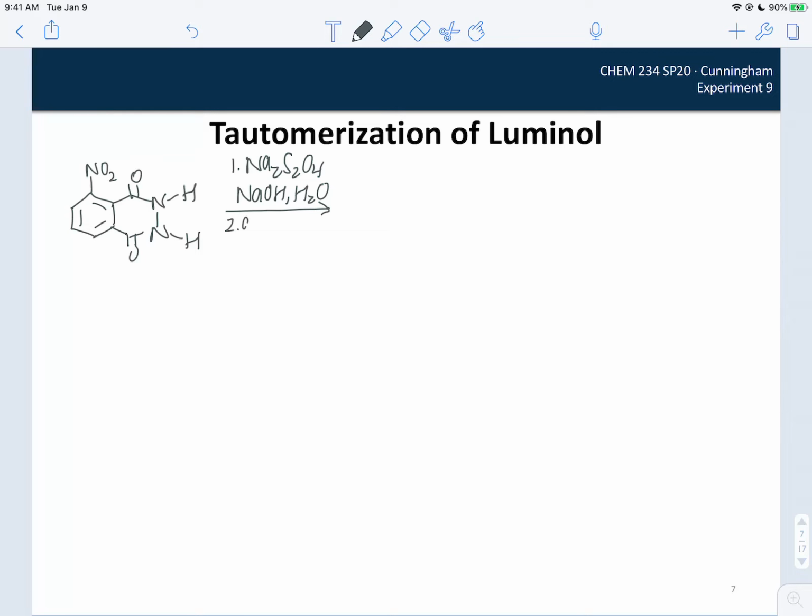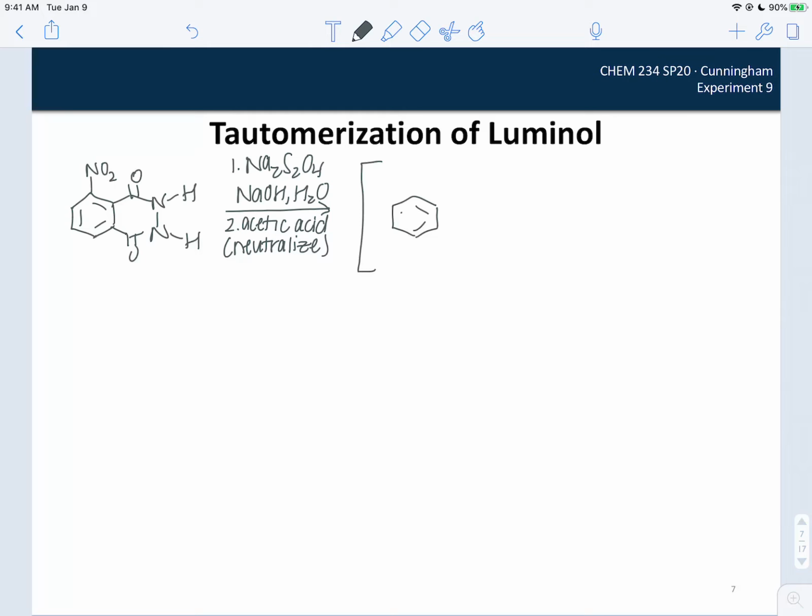Then we're going to add acetic acid, and that acetic acid is going to neutralize our solution. We said it's going to end up being slightly acidic, and that's okay. So at the end of this point, we generate our neutral luminol intermediate.